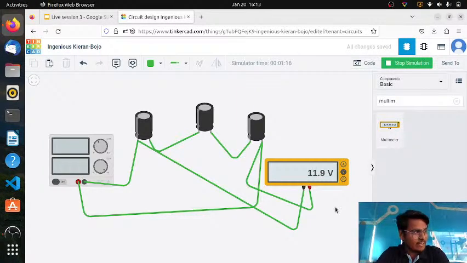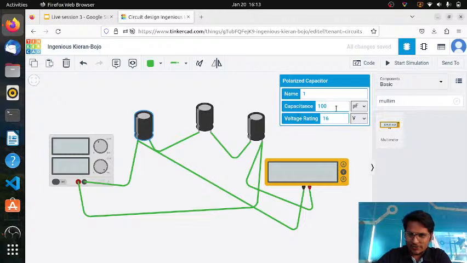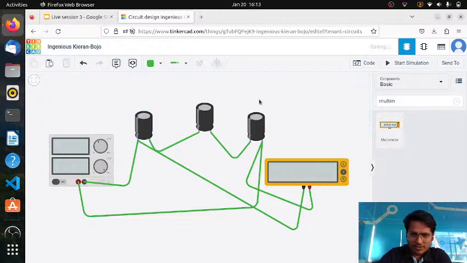So it is taking time because the value of the capacitor is 100 microfarad. If we reduce the value, it will discharge very fast. Let me show you. Here it is discharging very slow, 11.9. Let's wait. Yeah, you can see 11.8. But let me change the value because the value is high. So let me give 10 microfarad only, and let's see.